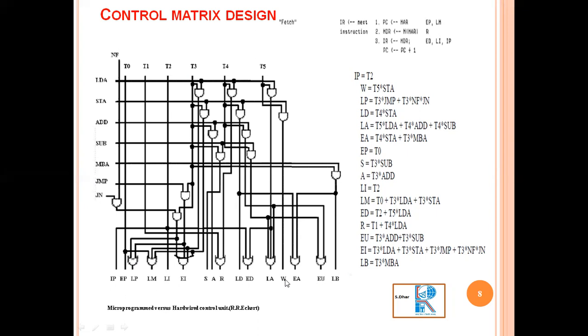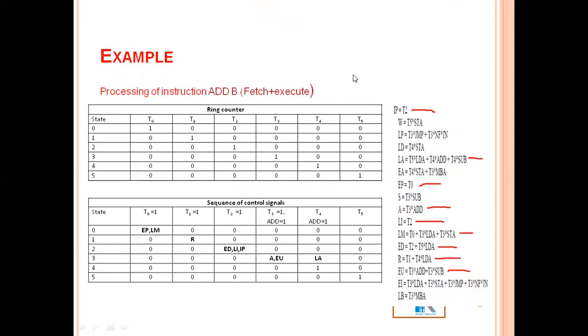That means the 16 control signals are generated. Clear? So this is the control matrix design. Now see one simple example. Suppose how we will execute the instruction. Suppose ADD B. ADD B instruction is given.